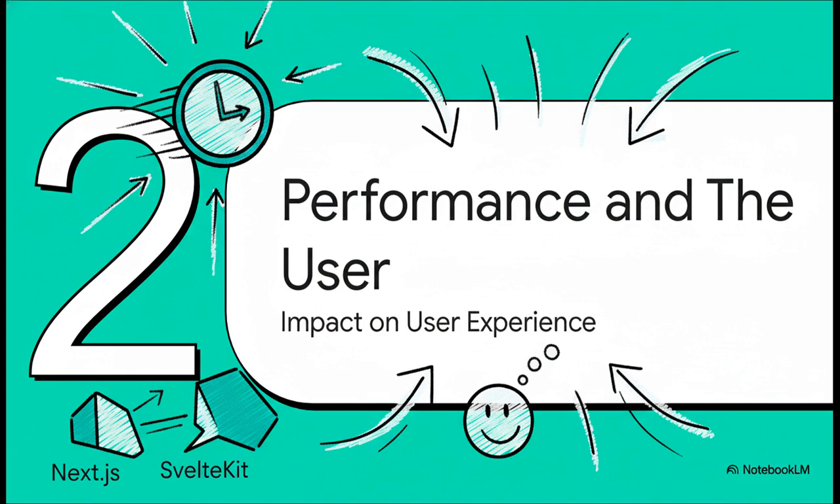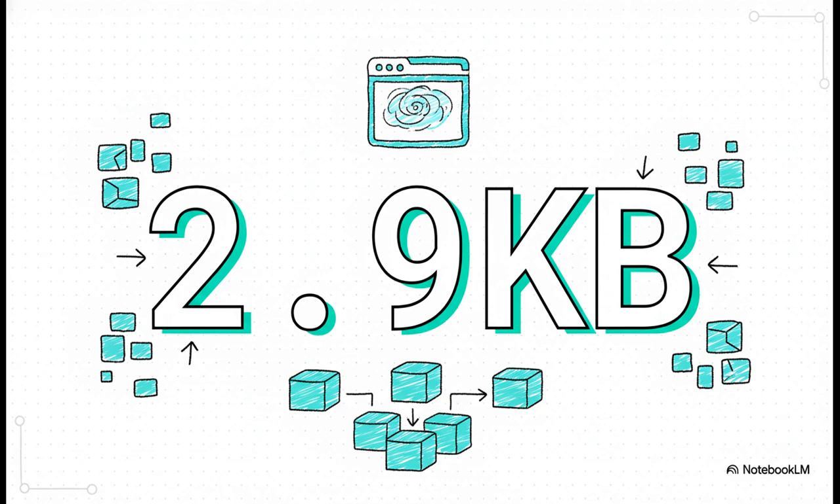Because that philosophical difference has a very real, very tangible impact on just how fast your website feels. And wow, does this first number tell a story? A basic Hello World app in SvelteKit, the simplest page you can possibly make, can weigh in at just 2.9 kilobytes. That is tiny. That's smaller than the logo on a lot of websites. It's the direct result of that compile time approach. You only ship the code you absolutely, positively need.